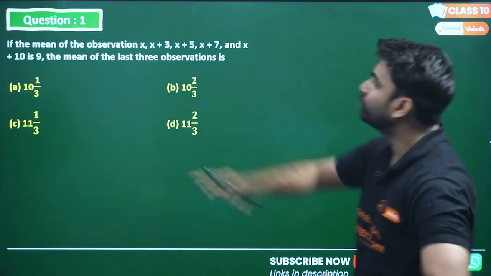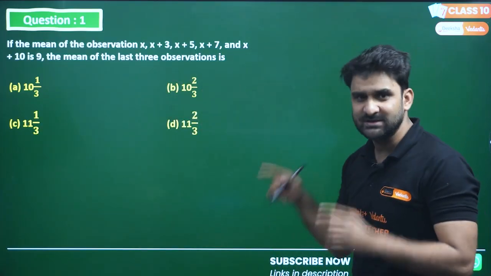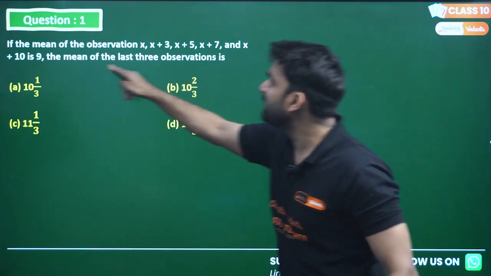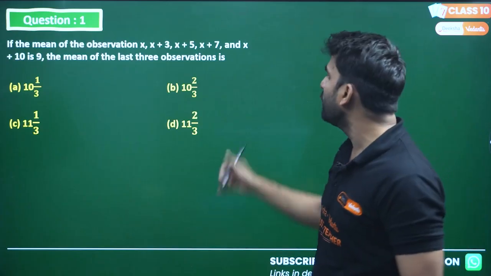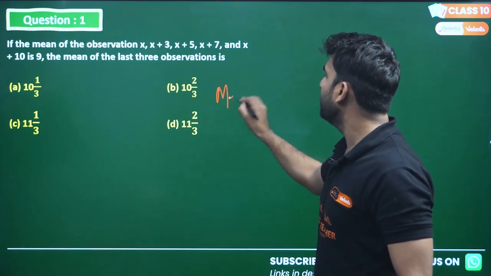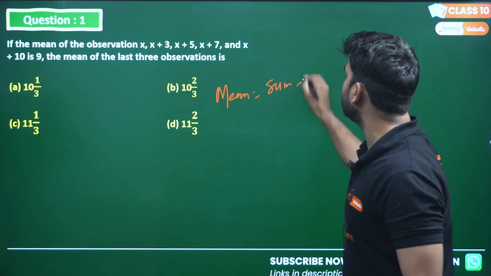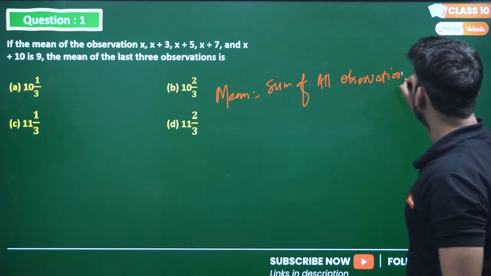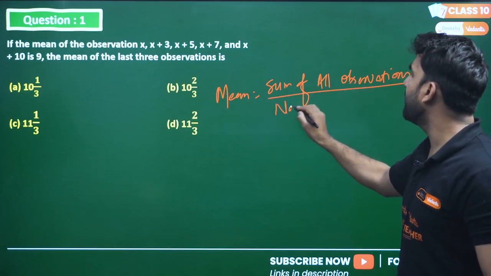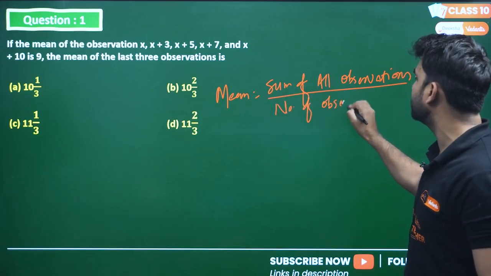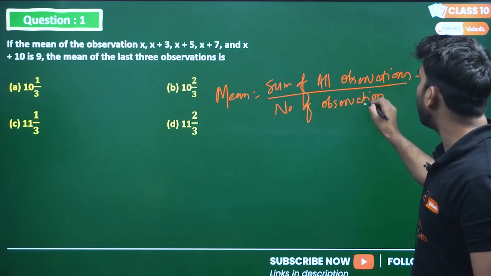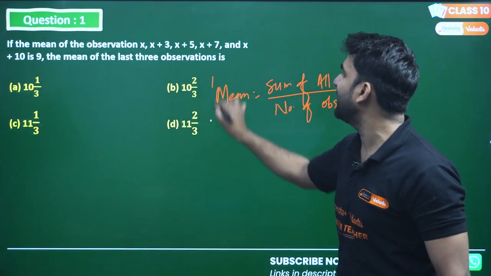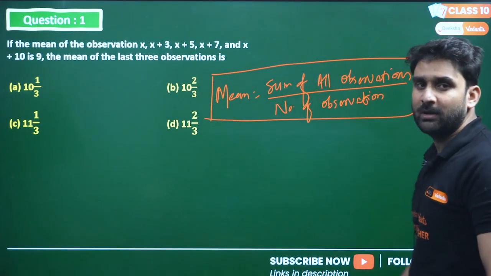So let's discuss. Question number one in this 50-question series: if the mean of the observations is 9, then what will be the mean of the last 3 observations? So you all know the mean is equal to the sum of all observations divided by the number of observations. So go and use this formula by using a bit of concept here. Your conceptual clarity should be there. So by using this formula, you can get the result.